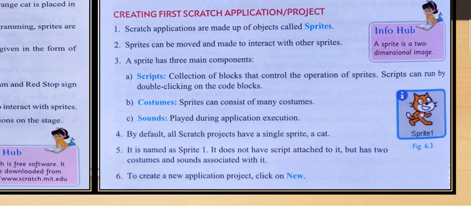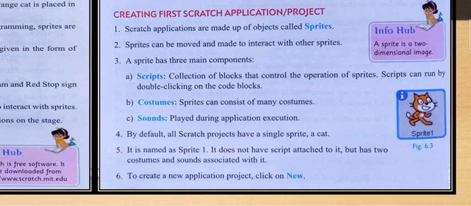Okay, next is how to create your first Scratch programming application. First, Scratch applications are made up of objects called sprites. Sprite means, here you can see the 6.3 image. Okay, this is called sprite. A sprite can be moved and made to interact with other sprites. A sprite has three main components. First, sprite script, a collection of blocks that control the operation of the sprite. That means what is a script? It is a collection of blocks. We already discussed that we give instructions in blocks. Script can be run by double clicking on the code blocks.